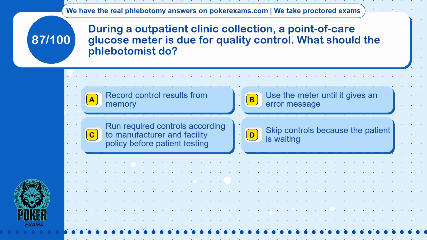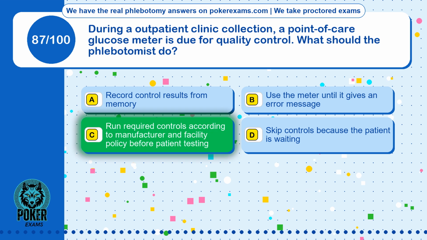Question 87. During an outpatient clinic collection, a point-of-care glucose meter is due for quality control. What should the phlebotomist do? Option A. Record control results from memory. Option B. Use the meter until it gives an error message. Option C. Run required controls according to manufacturer and facility policy before patient testing. Option D. Skip controls because the patient is waiting.